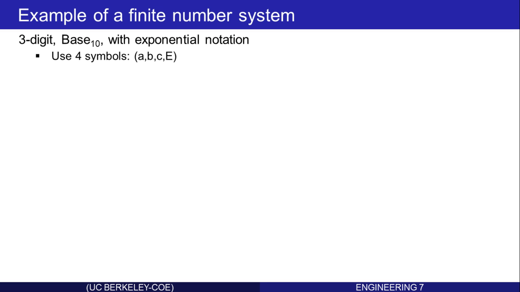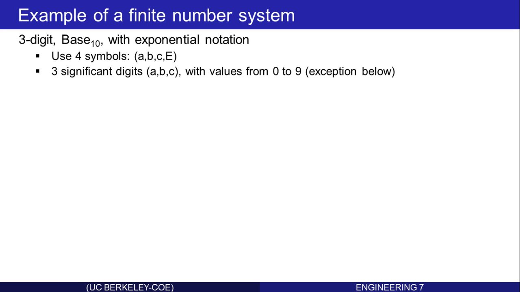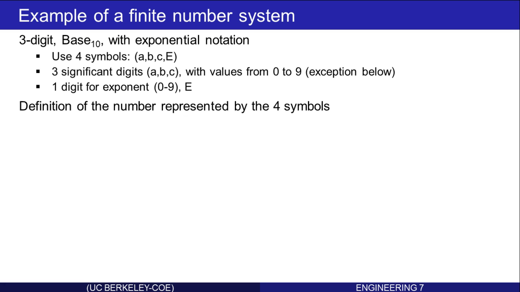The number system uses a representation with 4 symbols, A, B, C, and E. A, B, C are the 3 significant digits, each with values from 0 to 9. There's one exception described below. And 1 digit for the exponent: E is a number 0 through 9. The value of the number represented by the 4 symbols is notated as N of A, B, C, and E, and it's defined to be A dot BC times 10 to the E minus 4.